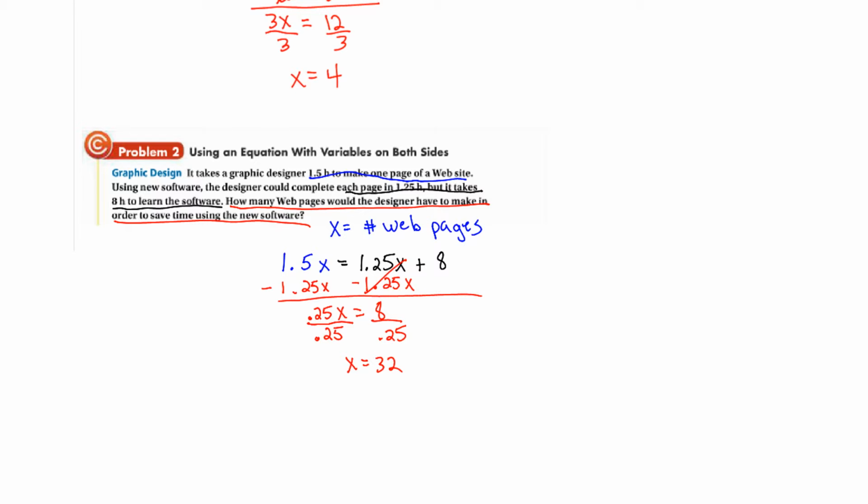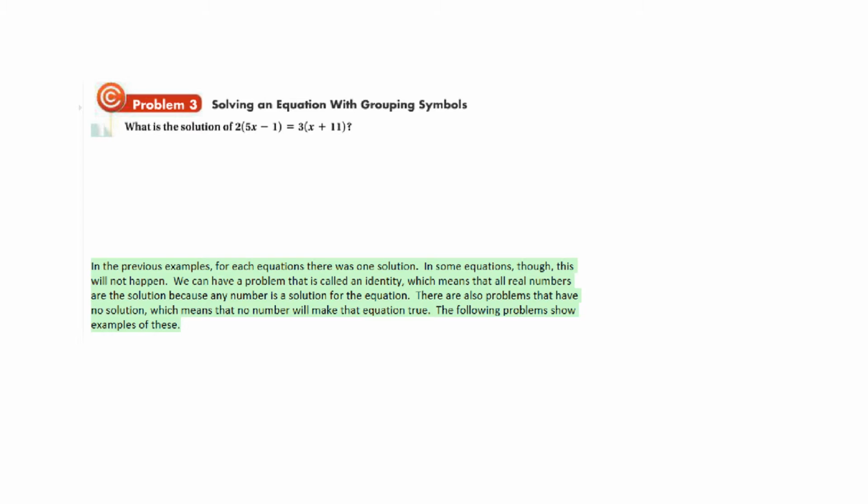So to answer the question, how many web pages would the designer have to make in order to save time using the new software, I would have to say more than 32 pages. Because at 32 pages, they were the same. So at more than 32 pages, the new software would cost less.